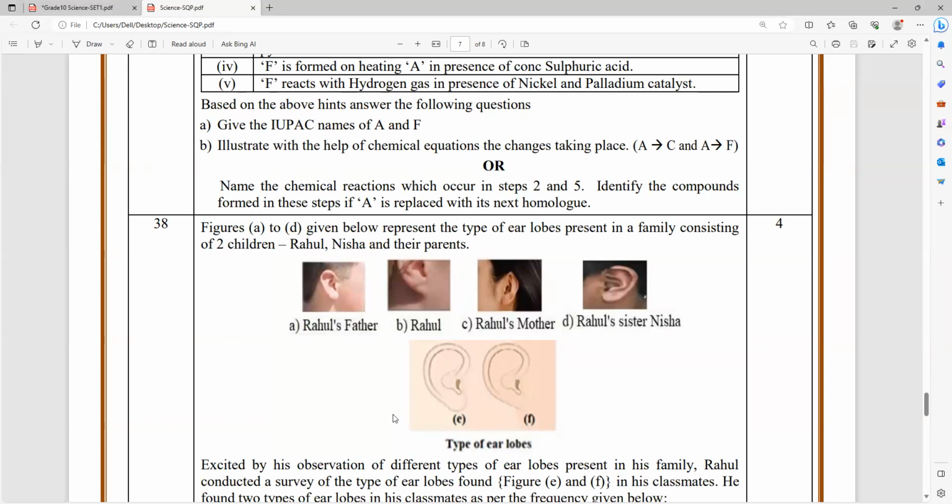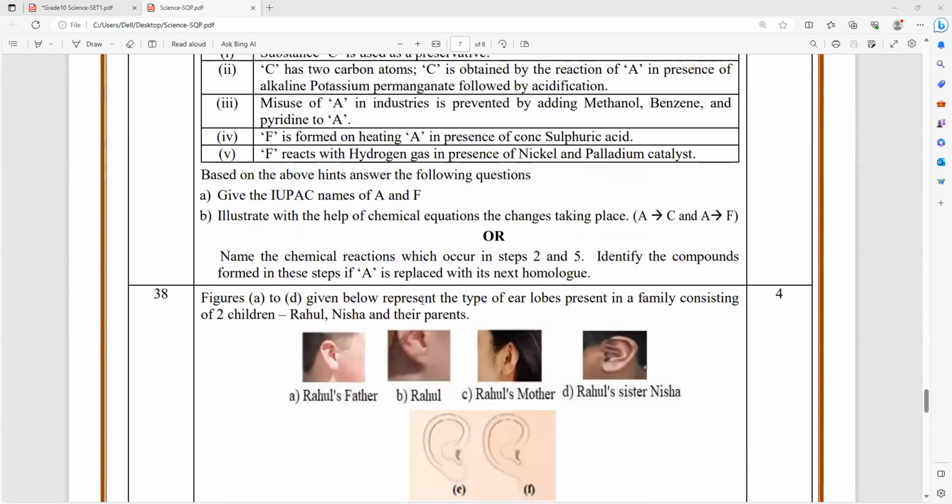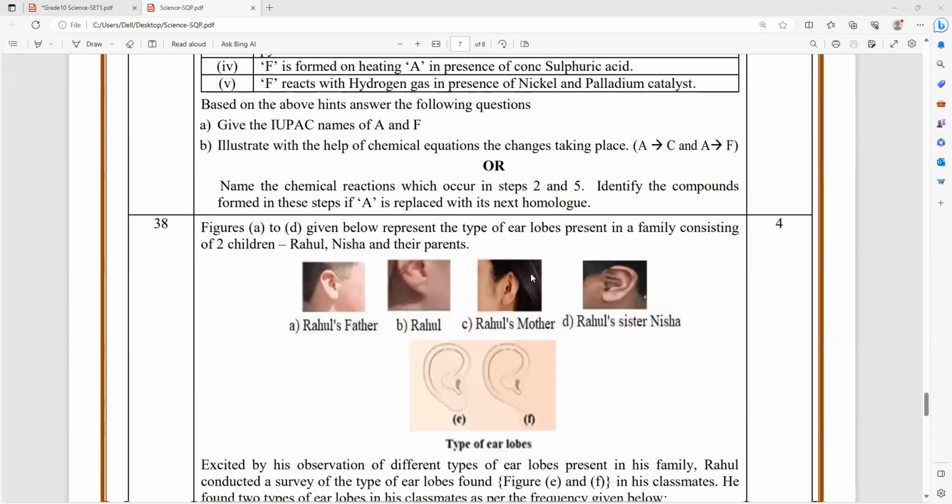So all of you read the first question. What are they saying? So many questions are there. I'll give you sufficient practice, don't worry. So now see, figure A to B. Again, four more questions here. Figure A to B given below represent the type of earlobes present in a family consisting of 2 children, Rahul, Nisha, and their parents. So totally how many of them are there? Everybody? There are totally 4.